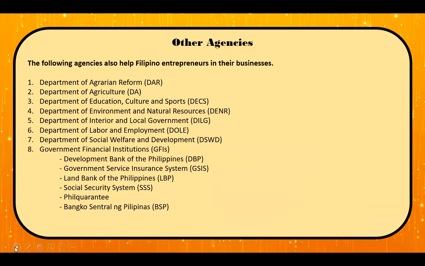We have the Government Financial Institutions, or GFIs: Development Bank of the Philippines, DBP, under the Government Financial Institutions. So Government Service Insurance System, GSIS, Land Bank of the Philippines, LBP, Social Security System, SSS, Philguarantee, Bangko Sentral ng Pilipinas or BSP. And of course, the last one is the Office of the President, Presidential Management Staff or PMS.